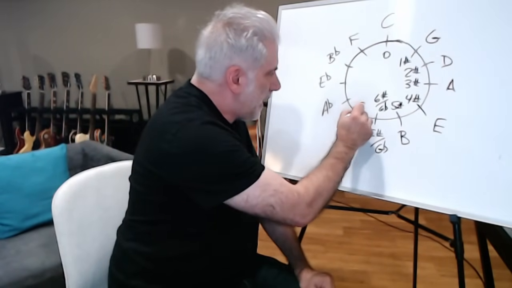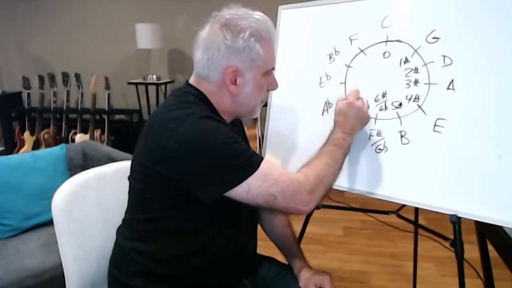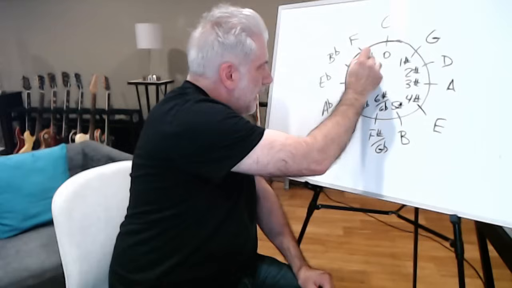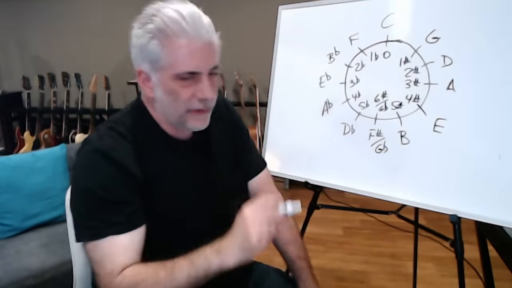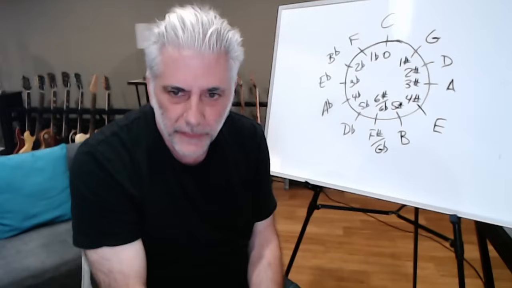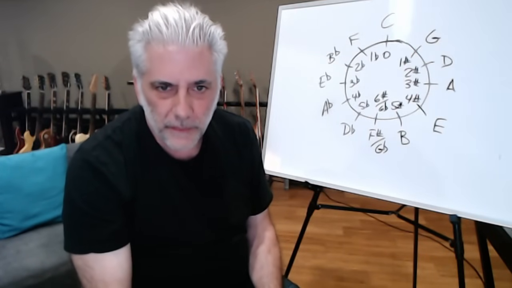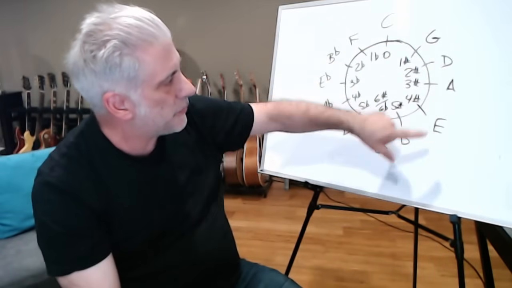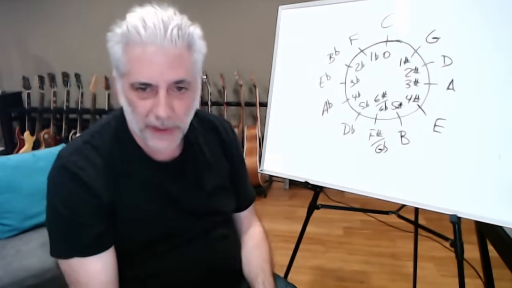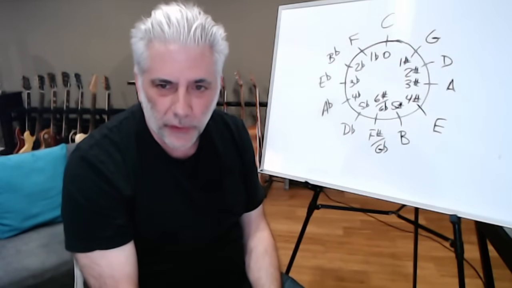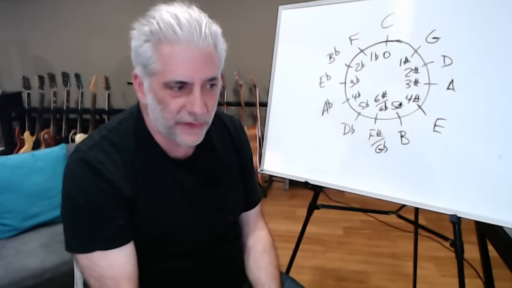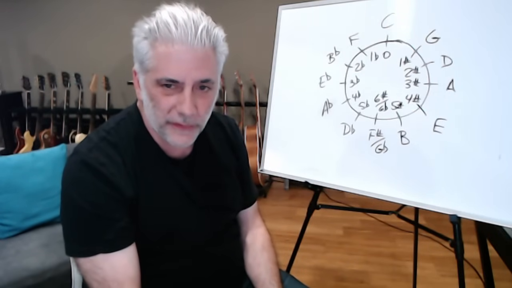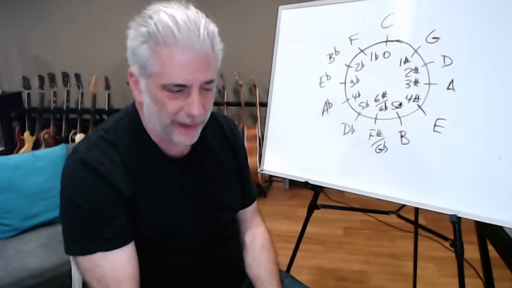D flat has 5 flats. A flat has 4 flats. E flat has 3 flats. B flat has 2 flats. F has 1 flat. Okay, so if you look at a key signature, if you have this chart memorized, you can figure out how many sharps or flats there are in each key, and if you know the order of sharps and flats, you can understand what chords are in every key.